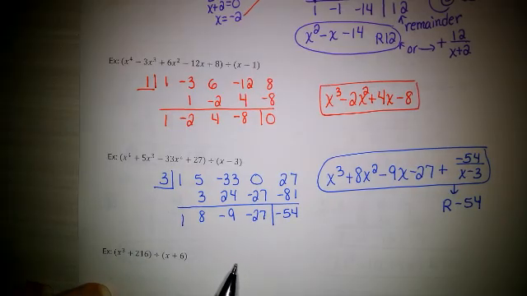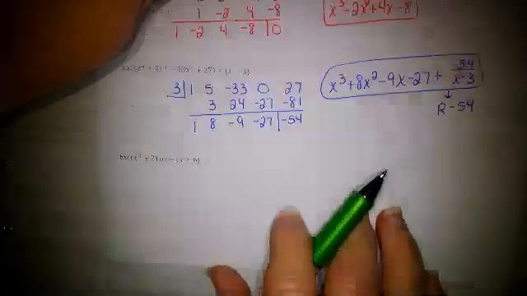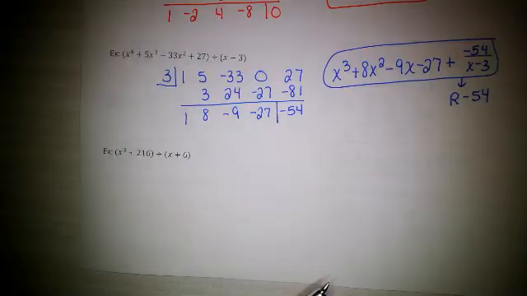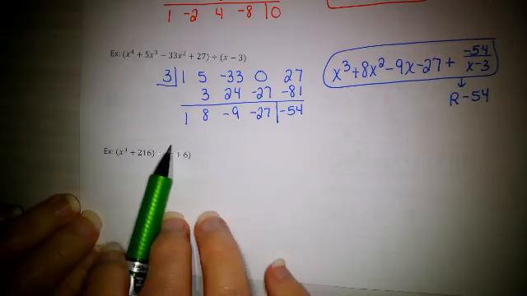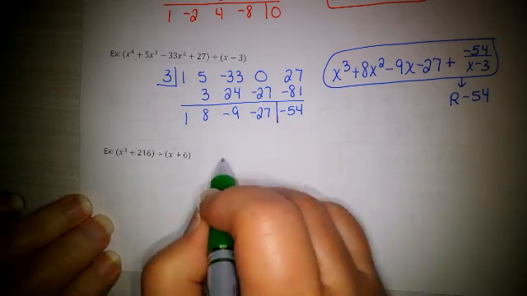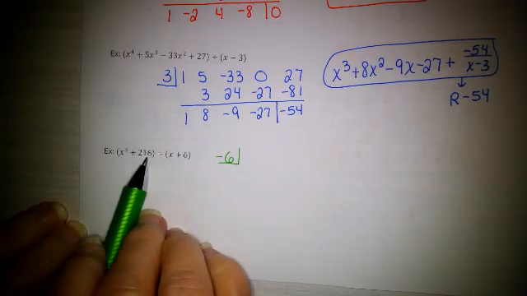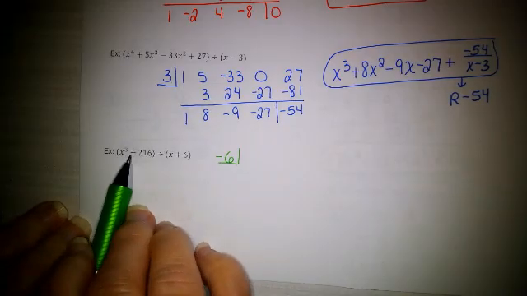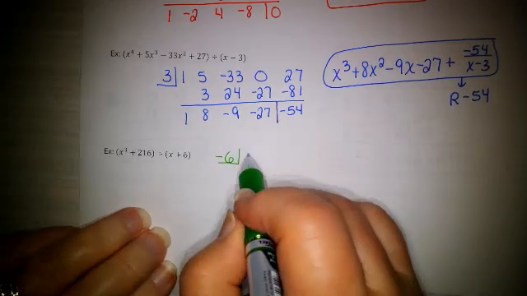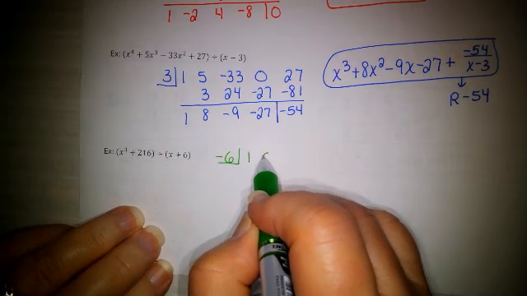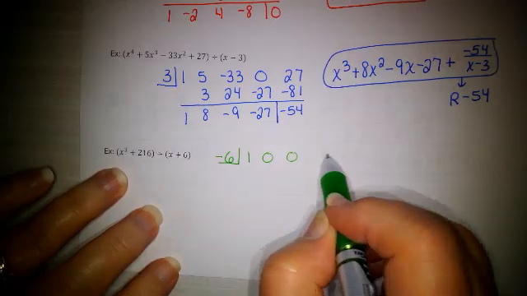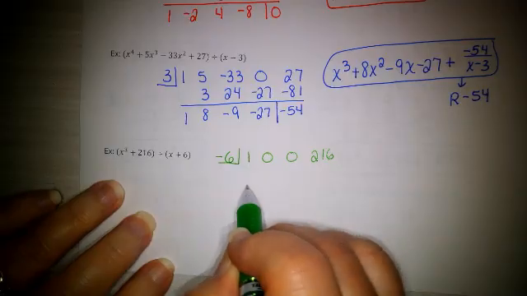All righty. Ready for one more? What is the zero that corresponds to x plus 6? It's a negative 6. Now notice I have x to the 3rd plus 216. I'm missing some powers of x, so we're going to put zeros in their places. 1x to the 3rd, 0x squared, 0x to the 1st, and then 216.